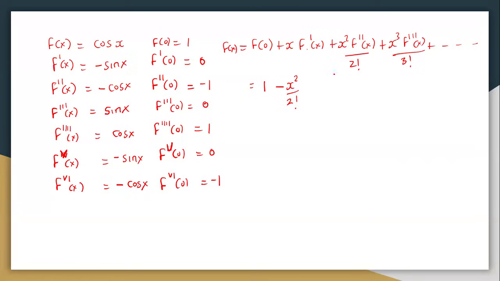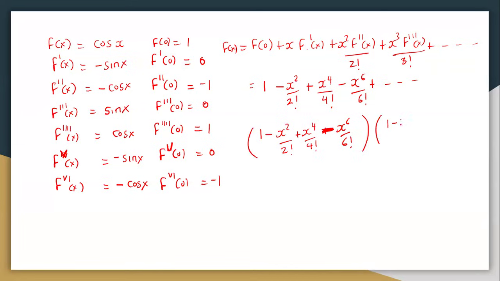I skip number 3. I go to number 4. So number 4 is going to be a plus x power 4 out of 4 factorial. I skip number 5. I go to number 6, which is going to be minus x power 6 out of 6 factorial. Then plus other series that come after. Now, if I'm getting my x squared and I'm multiplying, it means that I'm going to have 1 minus x squared out of 2 factorial plus x power 4 out of 4 factorial minus x power 6 out of 6 factorial. This one, I multiply it again with x squared.